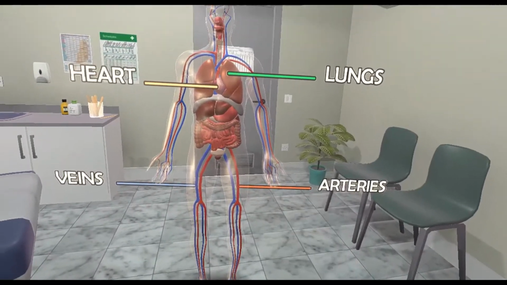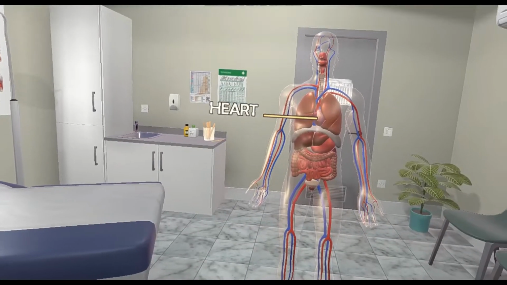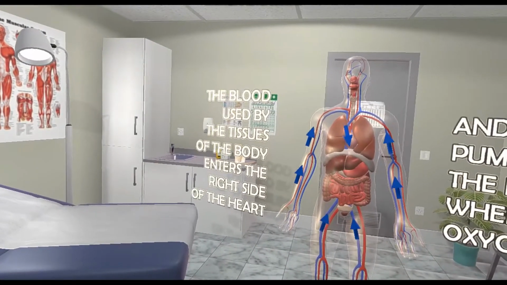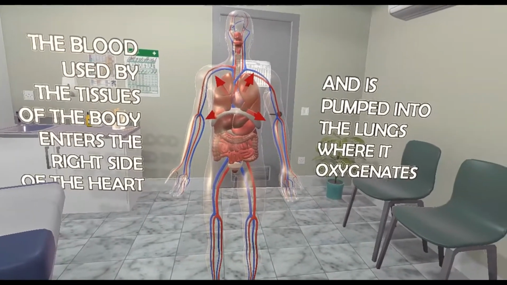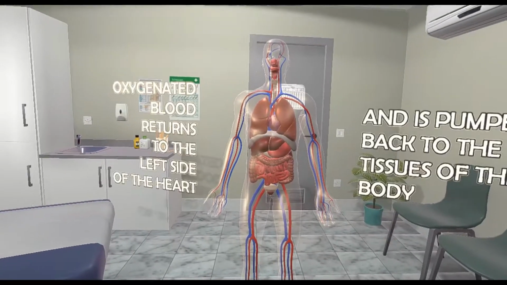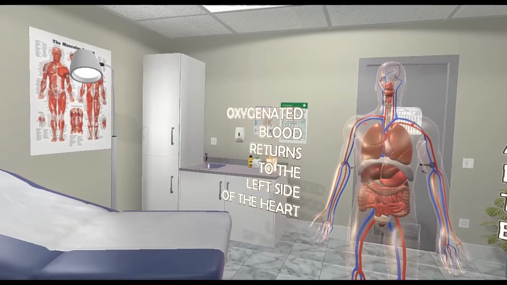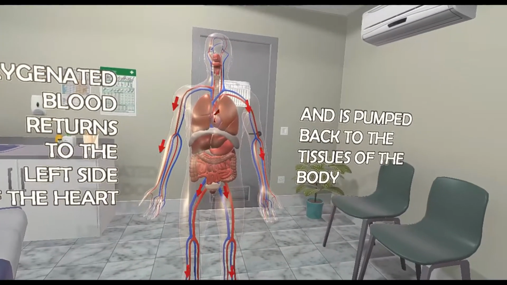The circulatory system is comprised of the heart, the blood vessels, and the blood. It consists of two circuits that carry blood around, the smaller being the pulmonary circuit, which runs between the heart and the lungs, and the larger being the systemic circuit, which runs between the heart and the peripheral tissues.